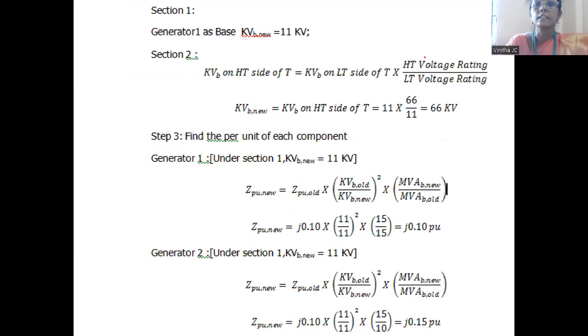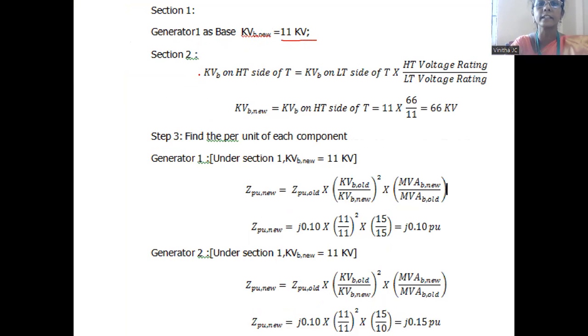So for this first, we can take generator 1. For this, the base kV is nothing but 11 kV. Since the generator ratings are chosen as new base values, its kVB value will not change, so its kVB new is equal to 11 kV.